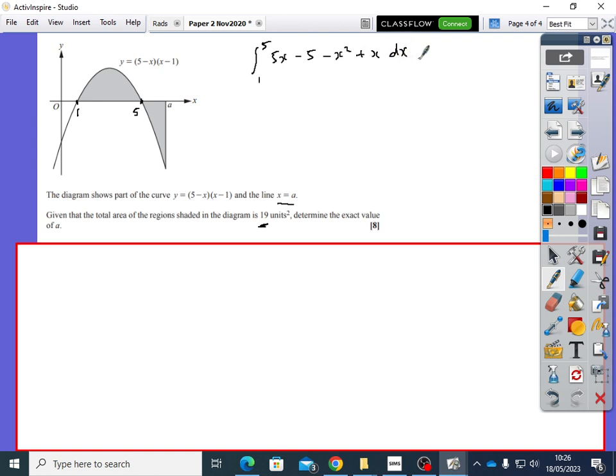I'm going to integrate that with respect to x, between 5 and 1. Before I do anything, I'm going to collect the terms together. So I've got minus x squared, that plus that is 6x, and minus 5. Then add 1 to the power and divide by the new power. So that's going to be minus x cubed over 3, plus 6x squared over 2, which is 3x squared, and minus 5x.